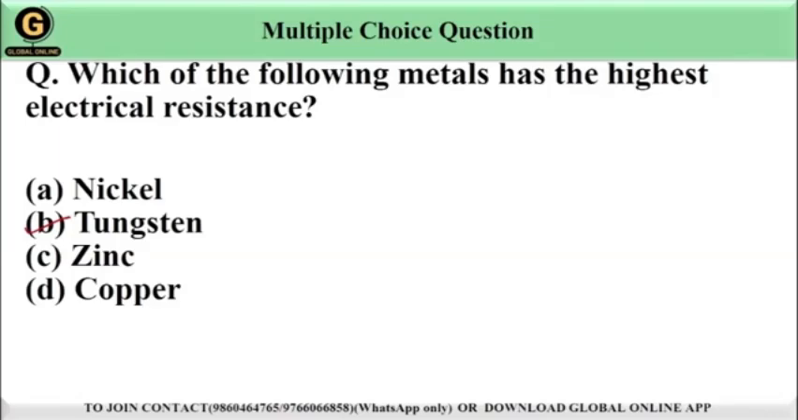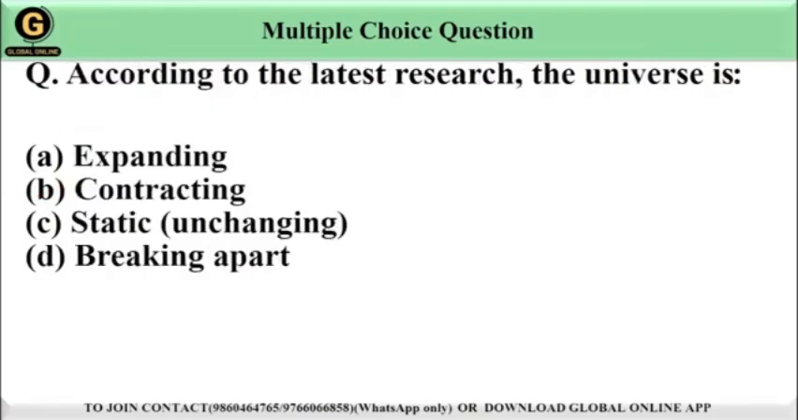Copper and zinc have low resistance, making copper an excellent electrical conductor. Nickel also has lower electrical resistance than tungsten. So the correct answer will be B, tungsten.